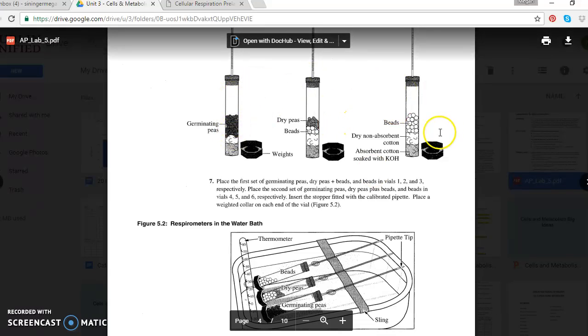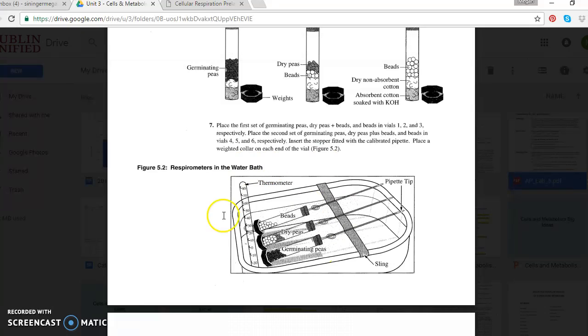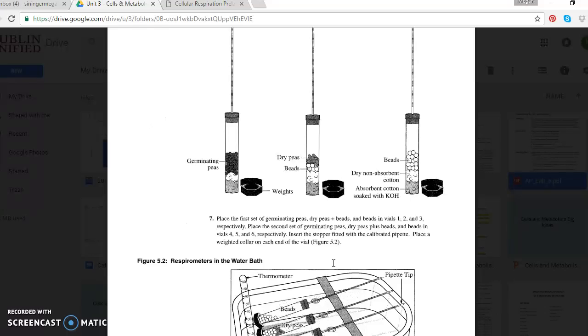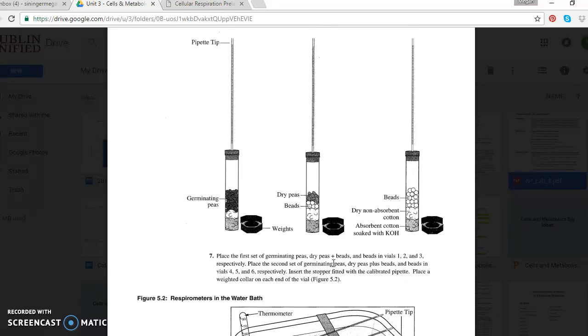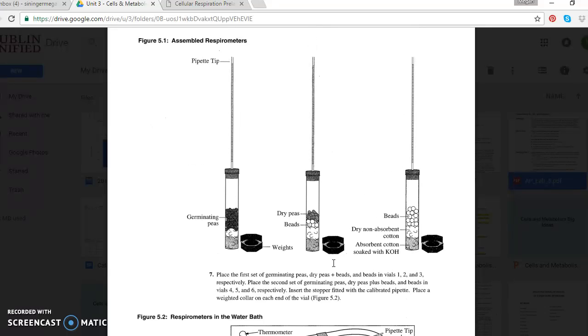You have your three vials, and then you're going to set it up like this in a water bath. I just want to go over it really quickly before I talk to you about how to fill out the Prelab data table. You have three different vials. One of them has germinating peas in it, which if you don't know what germinating means, it just means that they're pretty much ready to grow.